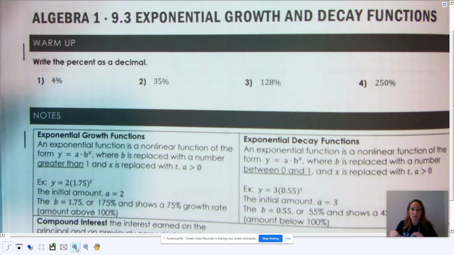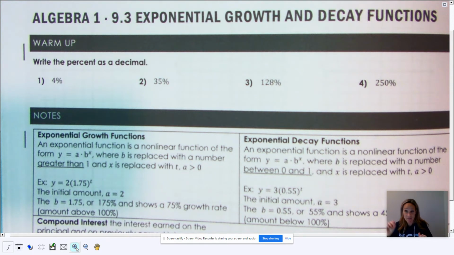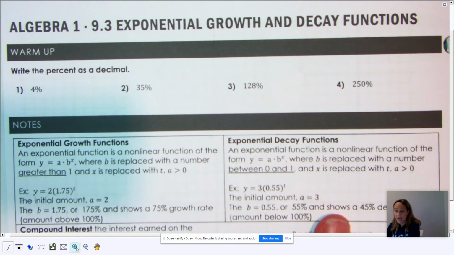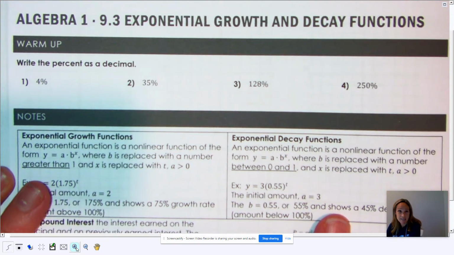And so, as you remember, yesterday we looked at the graphs of the functions. Now we're going to look at the difference between whether the function is growing or decaying or getting smaller. But first, as some review, we are going to look at the percent as a decimal.